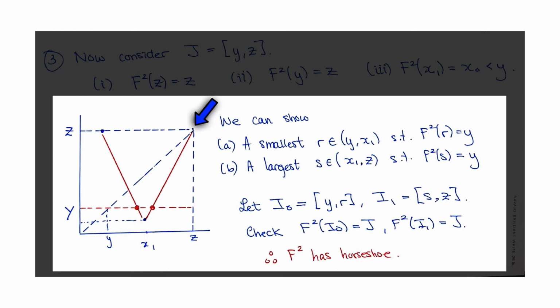By the graph, you can see that there has to be at least 2 intersections by the intermediate value theorem again. In particular, there has to be a smallest r in y to x1 such that f squared sends r to y, and there has to be a largest s in x1 to z such that f squared sends s to y. Set I0 to be y to r and I1 to be s to z. Check that f squared sends I0 to J and sends I1 to J, so f squared has a horseshoe.